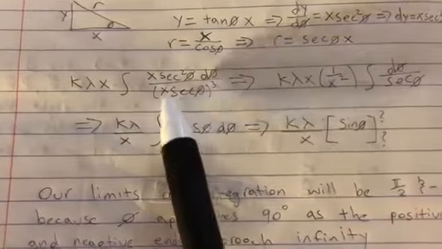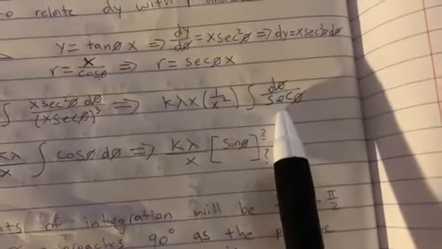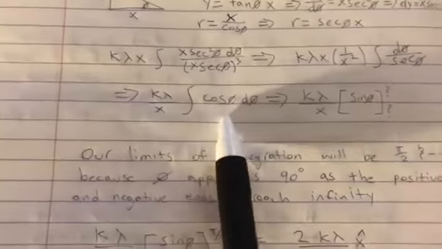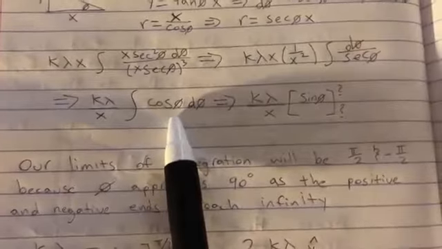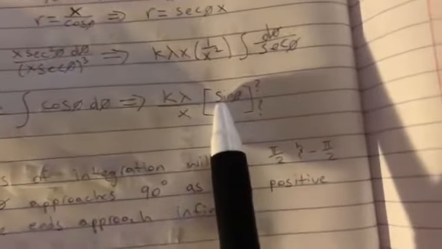This leads us to cancel out a lot of terms, and we're left with d theta over secant theta, which is simply cosine theta d theta. And evaluating that integral leads us to sine theta.